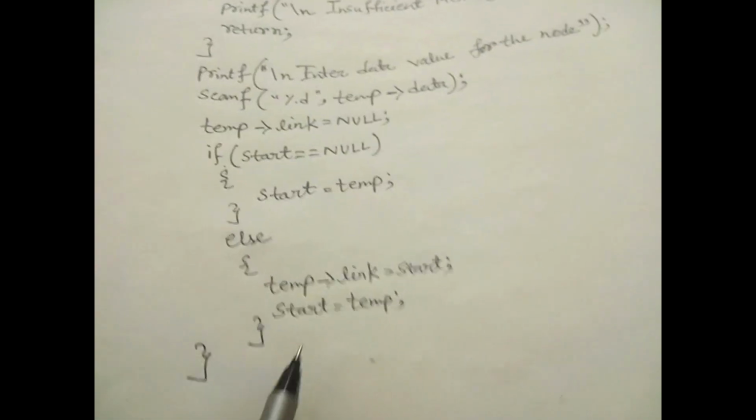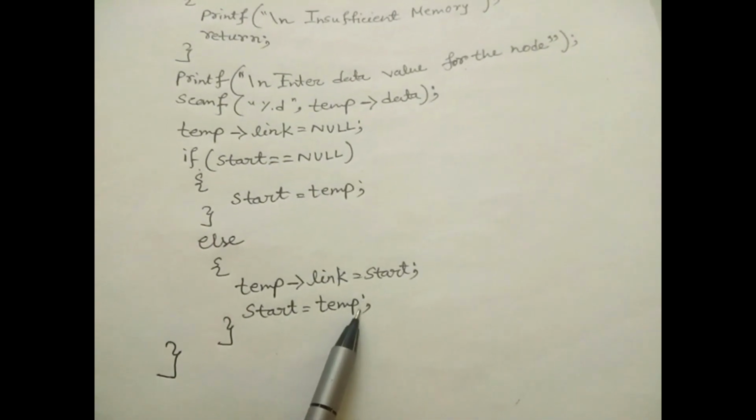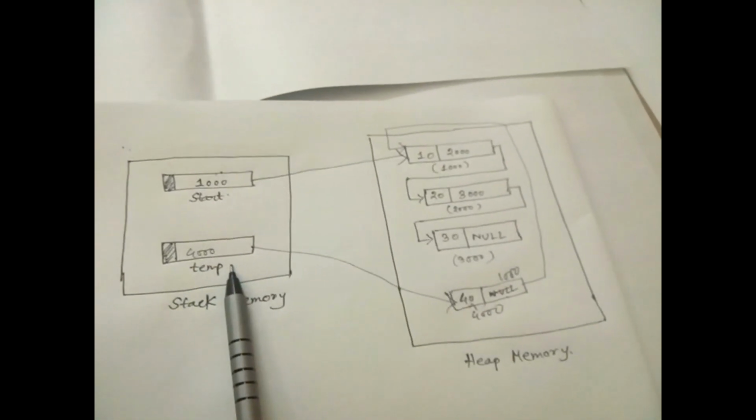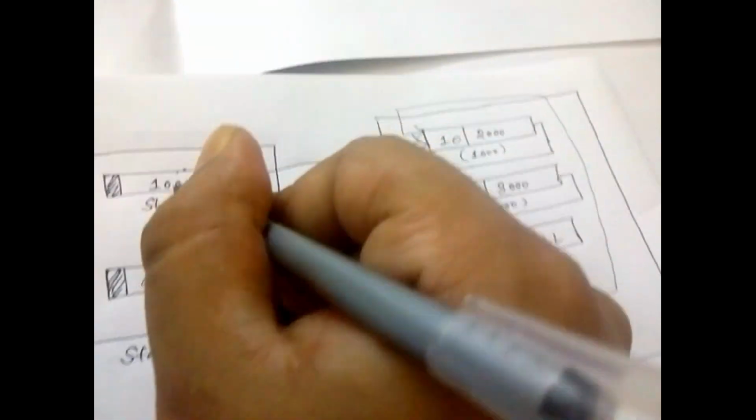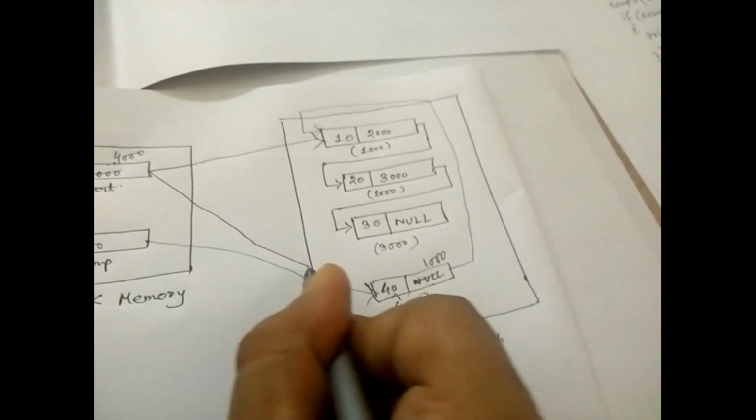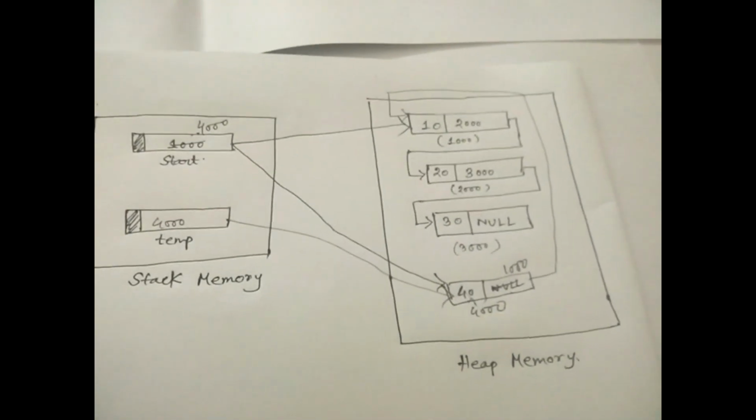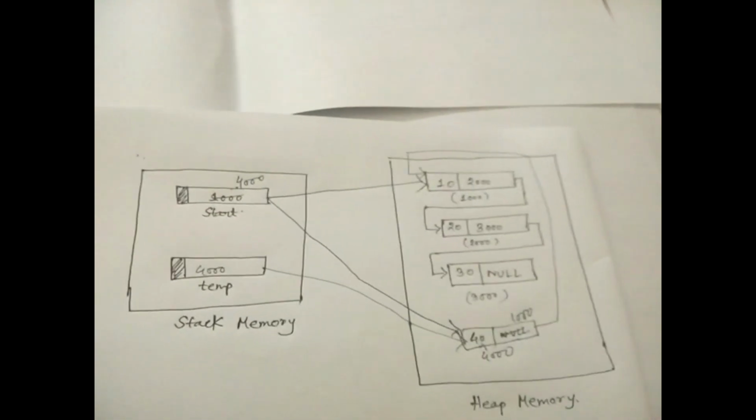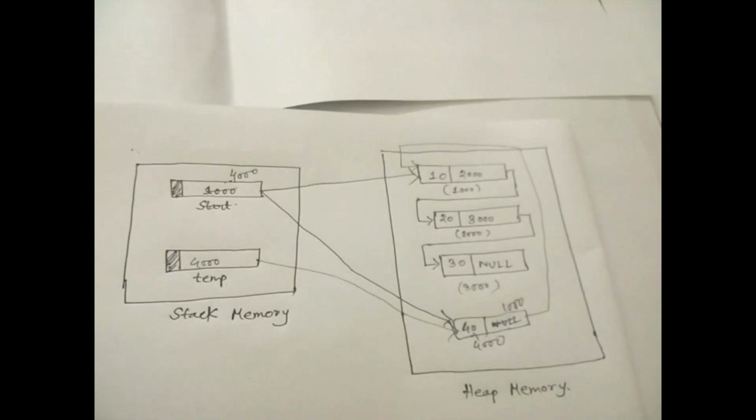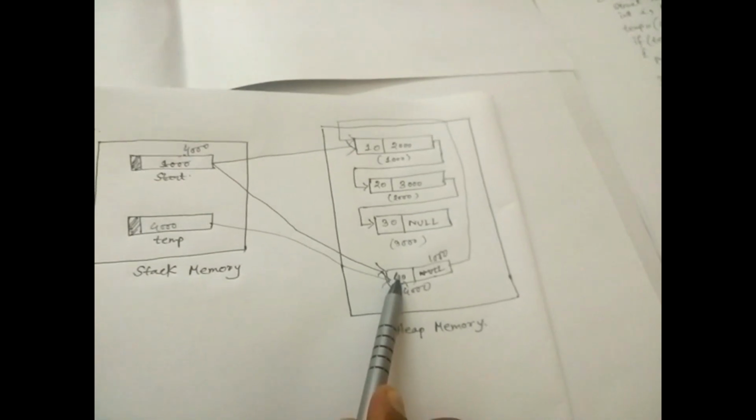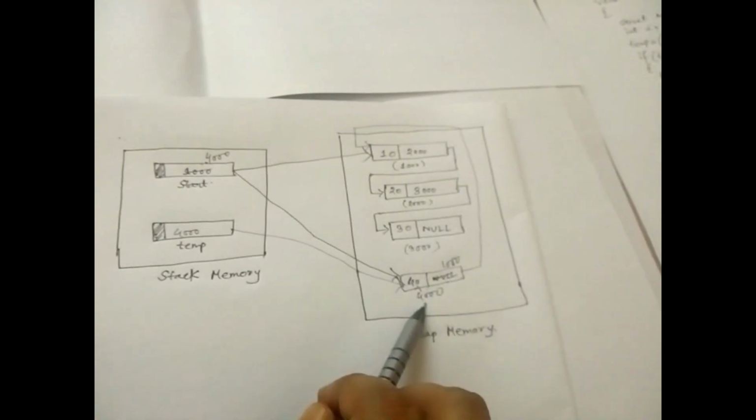Okay. Now start = temp. That means the value of temp is assigned into start. The value of temp is 4000. Now update the value of start and it points here. So what is the importance of this statement start = temp? Because start always points to the first node of the list. Now this is the first node in the list, so that's why we write start = temp.